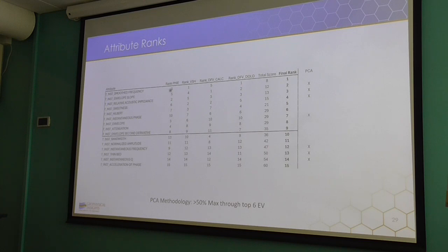So I already showed you that smooth frequency was number 1 for effective porosity, number 1 for V shale, number 5 for volume of calcite, number 1 for dolomite. So I gave this a total score of 8, which gave me the final rank of 1. So you do this across all your attributes, and you'll see some similarities, right?